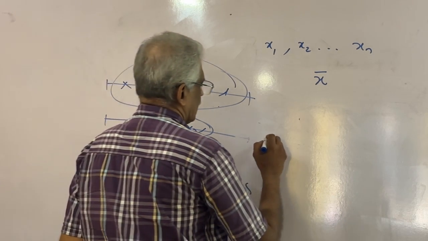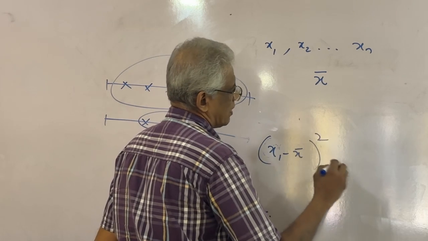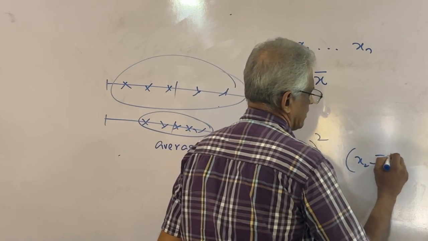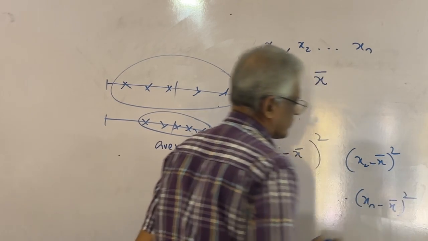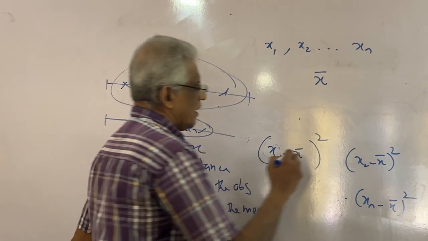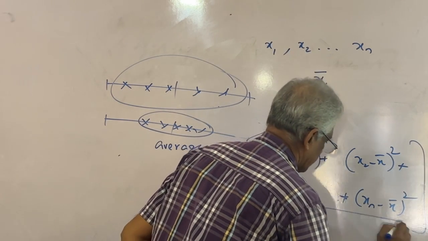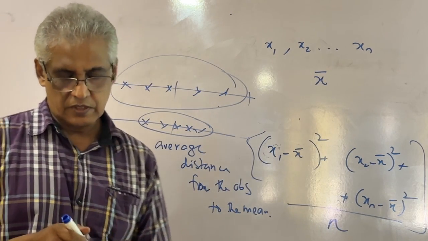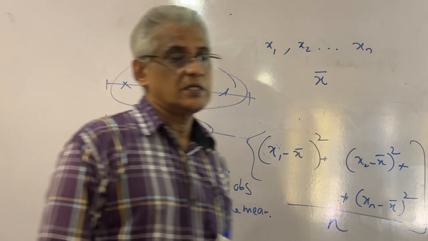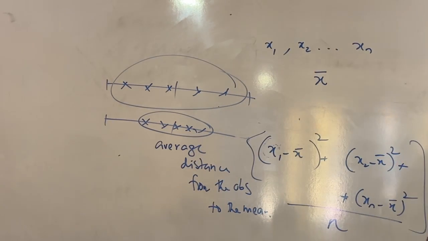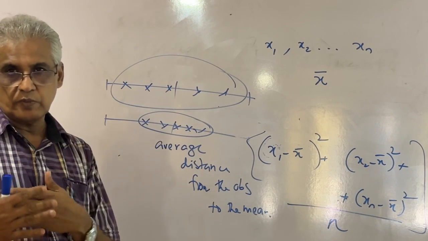So some people, instead of the distances themselves, look at squared distances: x2 minus x bar squared, and so on, up to xn minus x bar squared, and then add them up and divide by n. That gives you the squared distances from the mean on average, the squared distances of the observations from the mean.